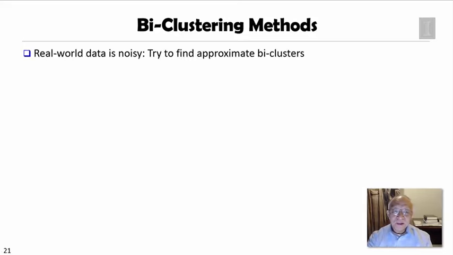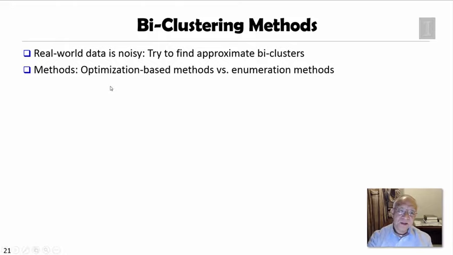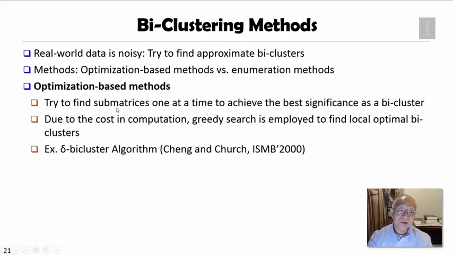Then in real world data, they cannot be so ideal like we illustrated above. That means real world data is noisy. We try to find not ideal biclusters, but approximate biclusters. Essentially, there are two kinds of methods. One called optimization-based methods, another called enumeration-based methods. The optimization-based method is trying to find submatrices only one at a time, but we try to achieve the best significance as a bicluster. Simply says we try to find the best one we can at each time.